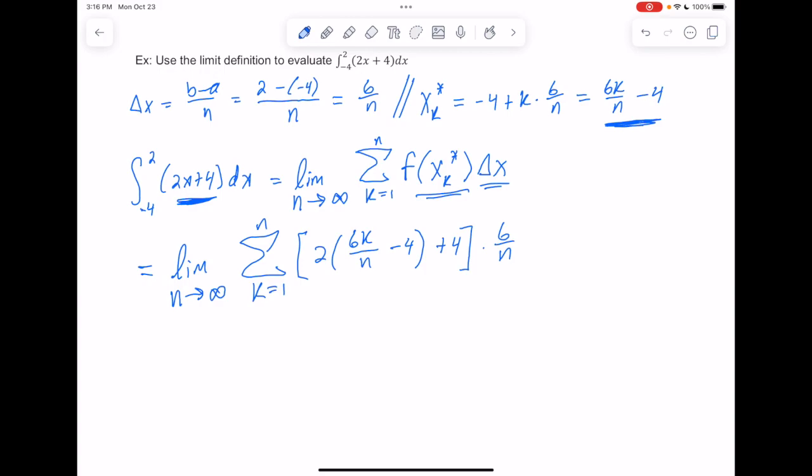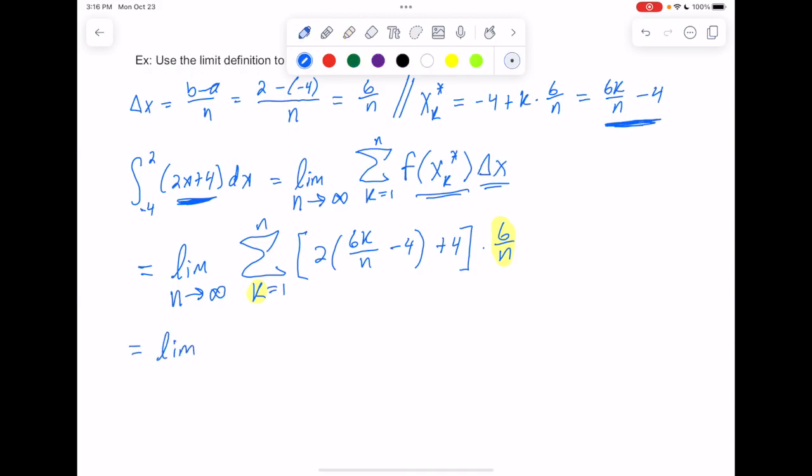So there's a few things that we want to note. One of them is, what's our variable in the sum? K is the variable in the sum. What's important about that is your delta x, 6 over n, does not have k in it. So that 6 over n can be factored out to the front. So let's do that next.